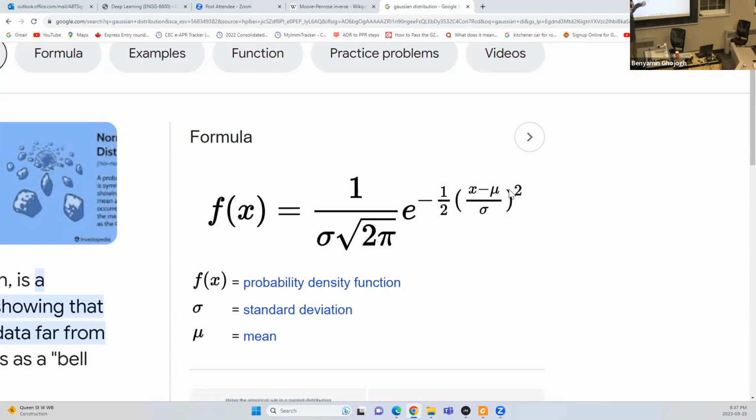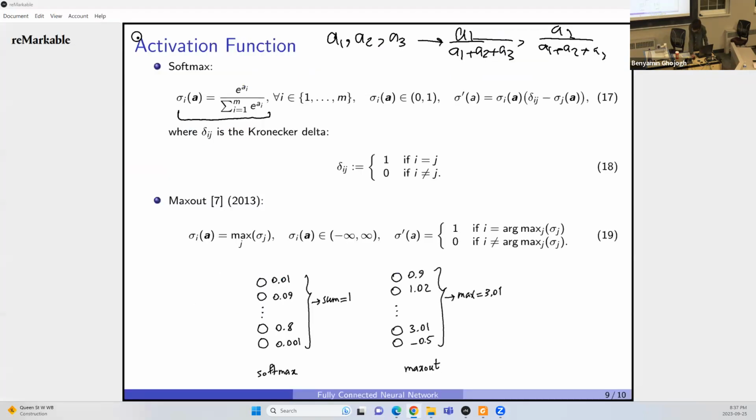Therefore, when I have that A1, A2, and A3, can I say, let's make it e to the power of A1 over e to the power of A1 plus e to the power of A2 plus e to the power of A3.